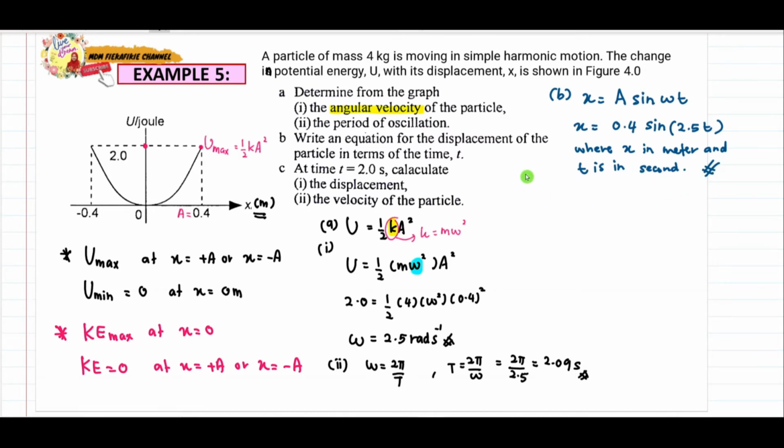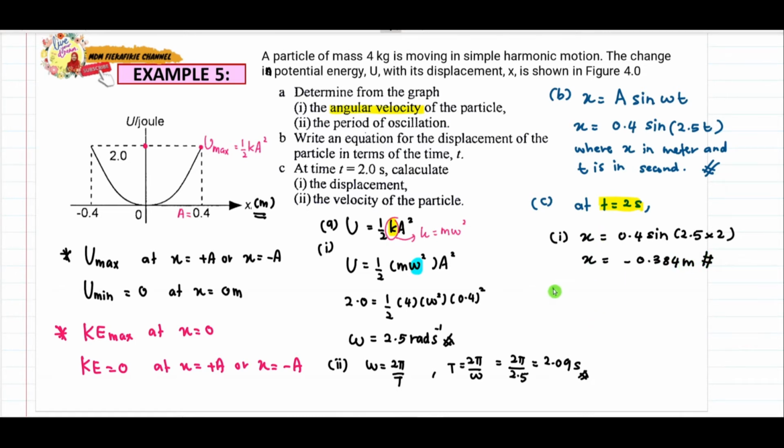And then C, at t is equal to 2.0 second, calculate the displacement. Okay, so this is very simple. So at t is equal to 2 seconds, I highlight a little. We want to calculate the displacement. x is equal to 0.4 sin 2.5 times 2. So, substitute it. Make sure your calculator is in radian mode. Okay, so press the calculator carefully. So you will get x equal to negative 0.384 meter. Don't forget the unit.